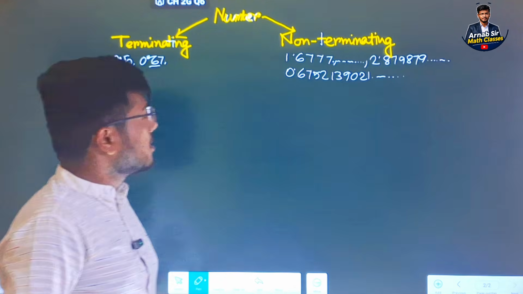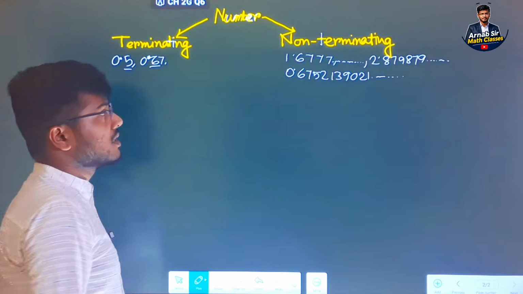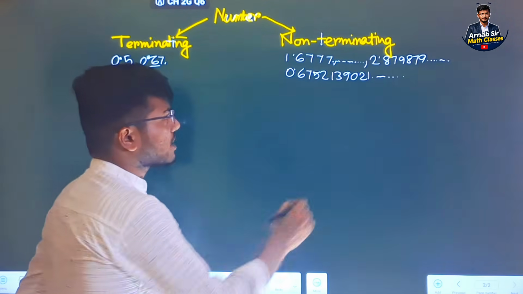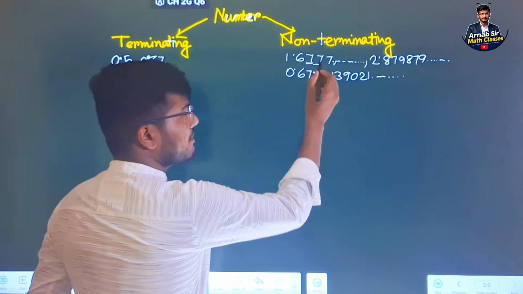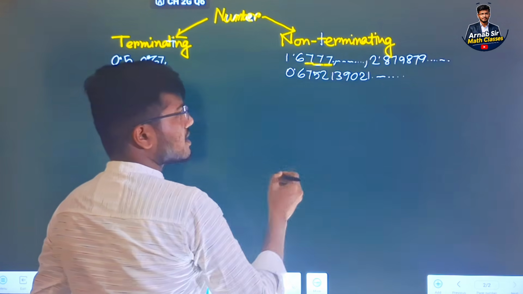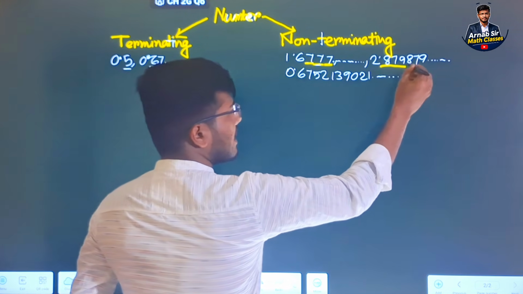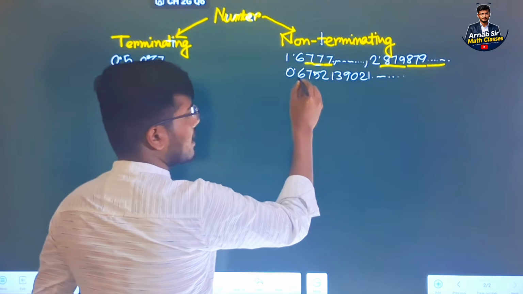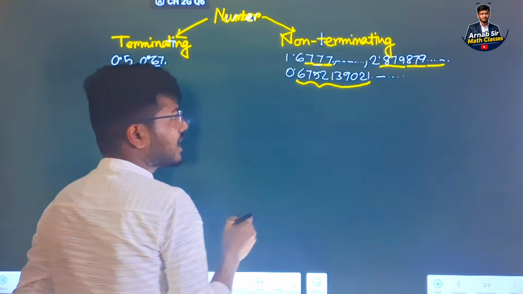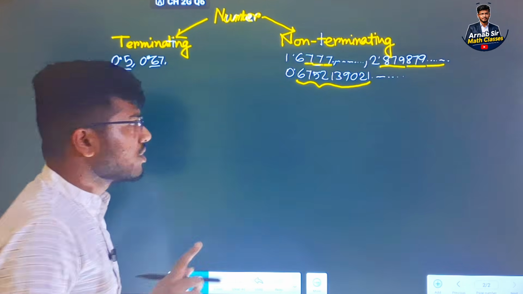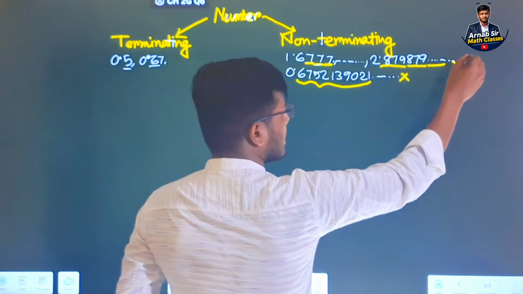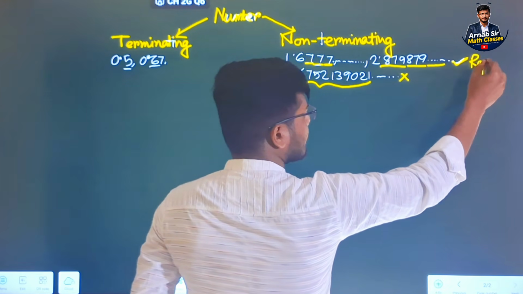Clear? So now, if you notice, in the non-terminating number, two types of numbers are there. Okay. You first observe it. Here 7 repeats how many times? Infinite number of times. Here 879 repeats how many times? Infinite number of times. But in this number, is there any repetition in the digits? Yes or no? So there is repetition and there is no repetition.